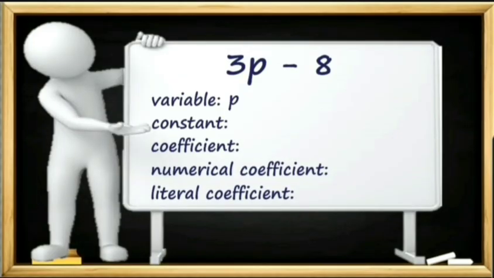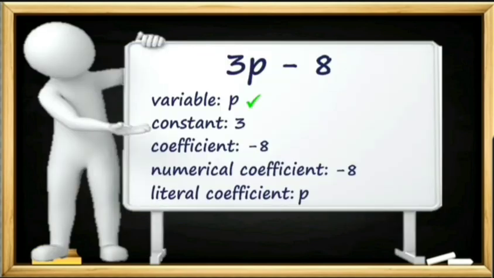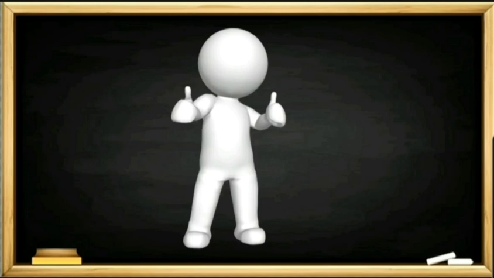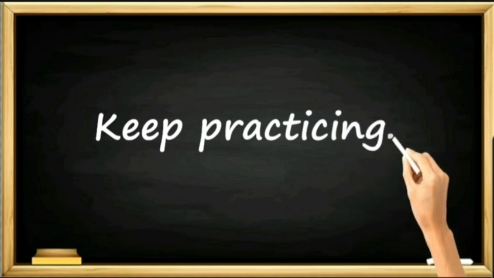Ready? The variable is p, the constant is negative 8, the coefficient is 3, the numerical coefficient is 3, and the literal coefficient is p. Got them all right? Great job! If not, that's okay. It's all gonna be okay. Just keep practicing and soon it will feel like automatic.